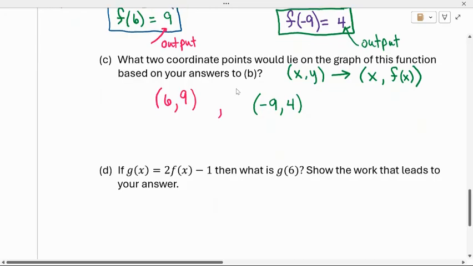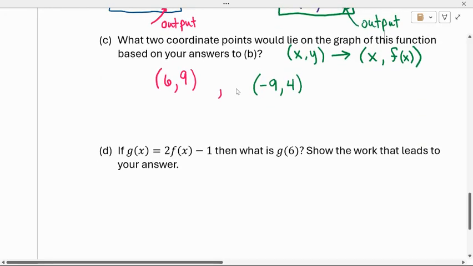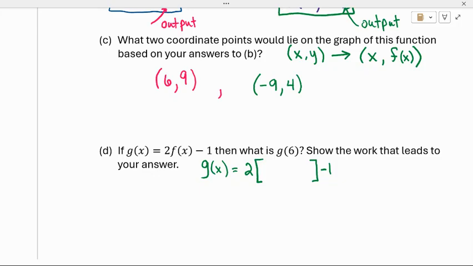So g of x is another function. And g of x is made by taking 2 times the f of x function and then subtracting 1. Whew. Okay, so let's look at that. I know that g of x equals 2 times the f of x function, and then we have to subtract 1 from it. Well, what was f of x? What was the f of x function that we evaluated up top? F of x equals what? Look at example A. What did it tell us f of x was? Go ahead, sir.